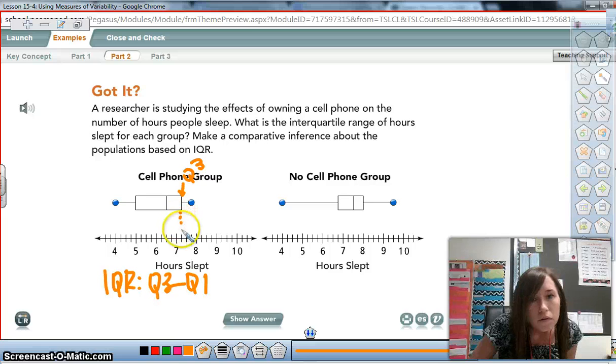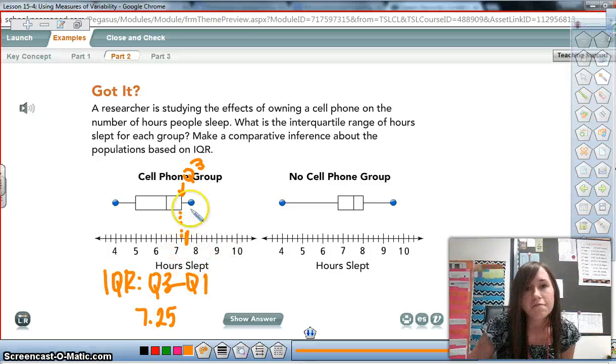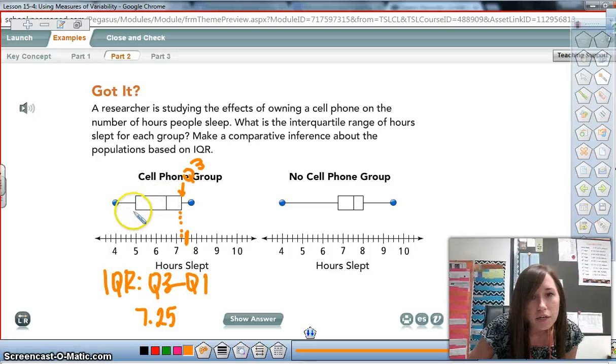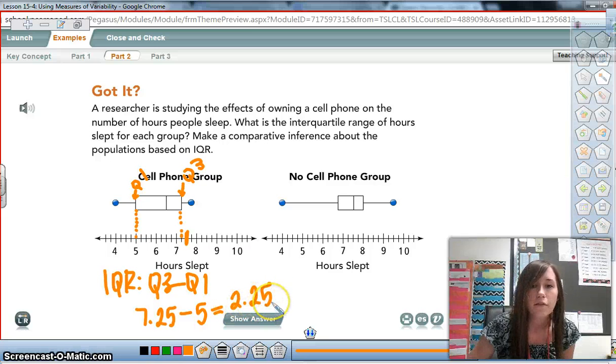So looks like it is about 7 1/4 or 7.25, because right here would be 7.5, so that's 7.25, minus our 1st quartile, which is always right here on this edge of the box, which looks to be about 5. So we'd say that our interquartile range is 2.25.